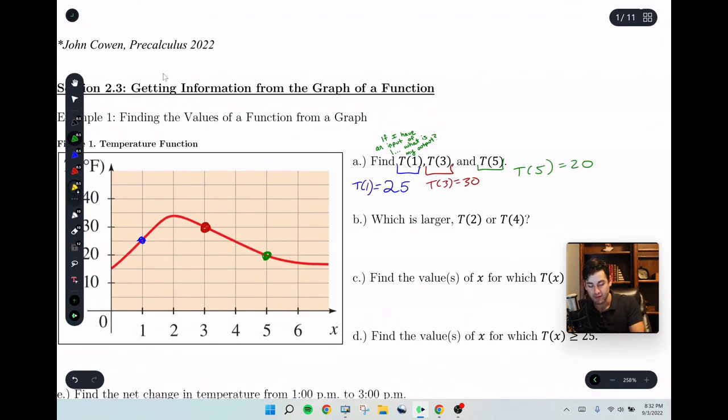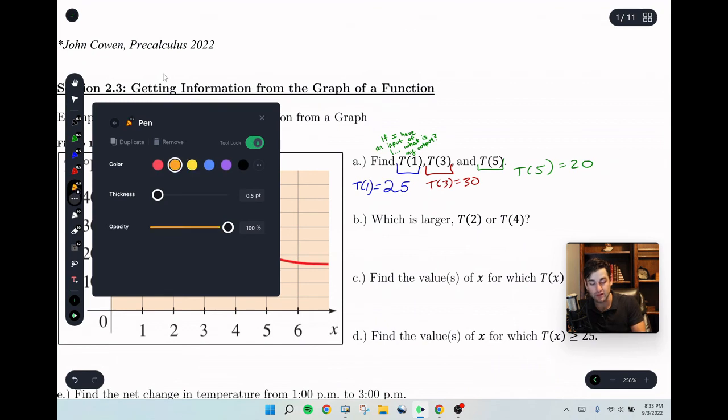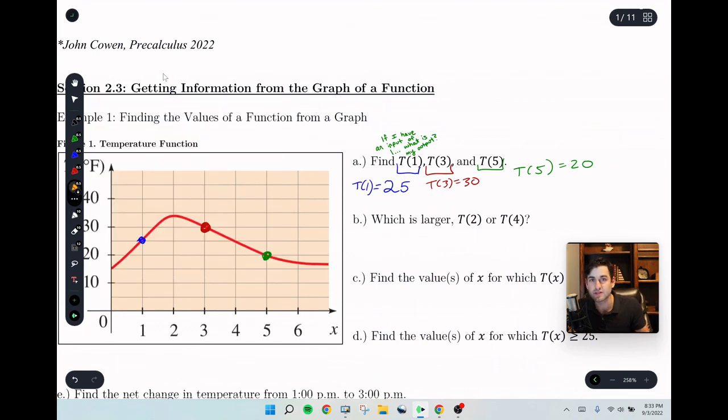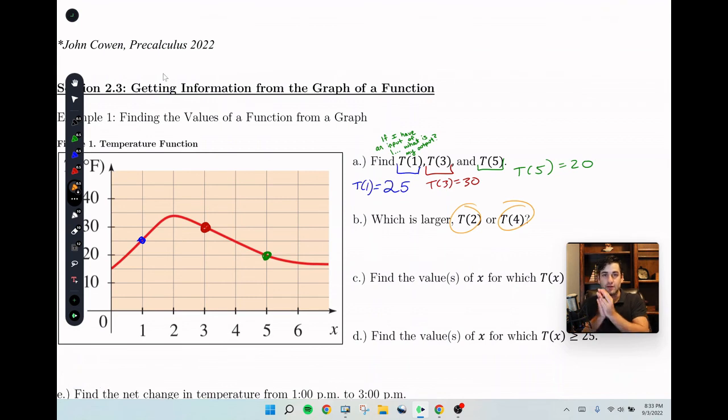There you go. Let's ask ourselves the question, which one's larger? We'll do this in orange. T of 2 or T of 4? Which number is larger if we're looking at these two things not as functions but as numbers? These are numbers that we're given when plugging an input of 2 in, and a number that we're receiving when plugging an input of 4 in.